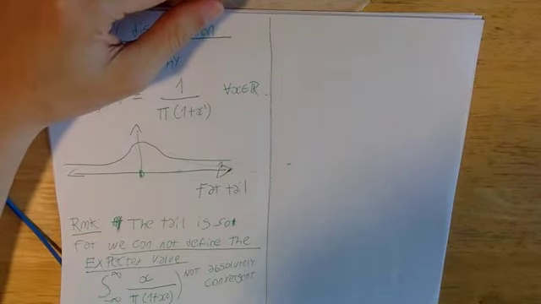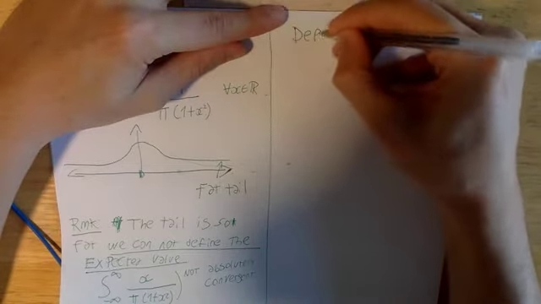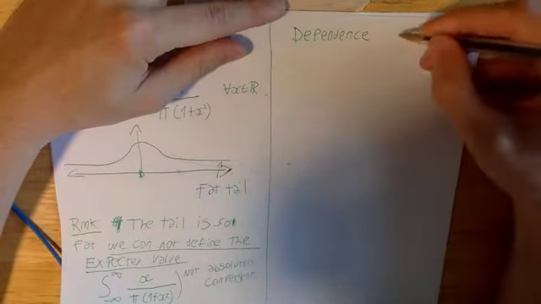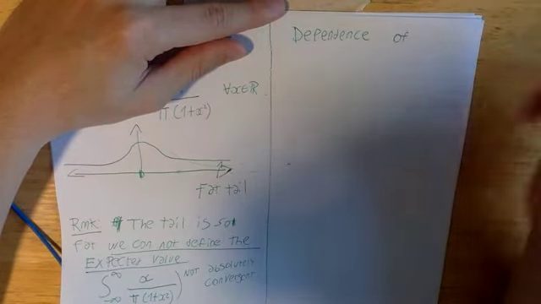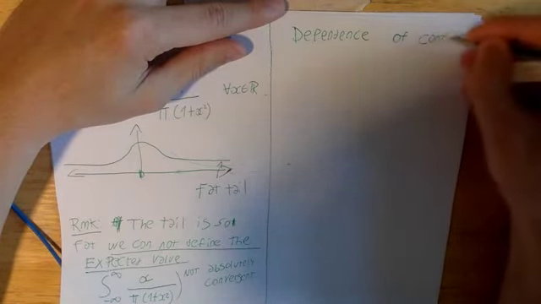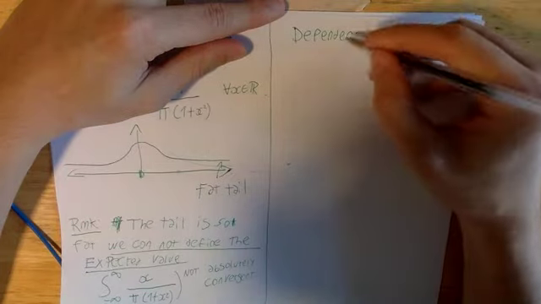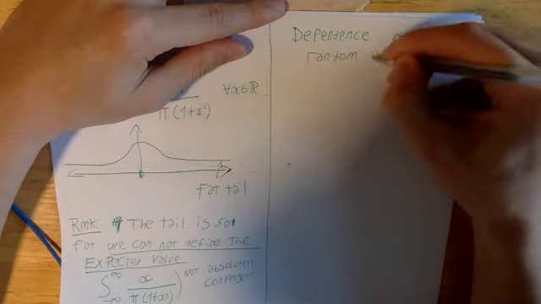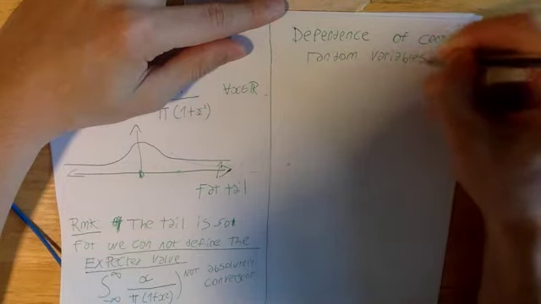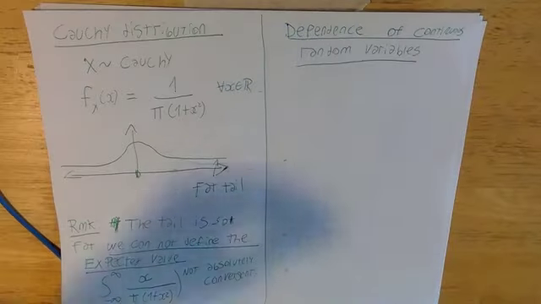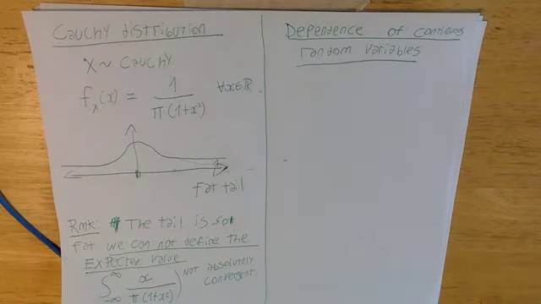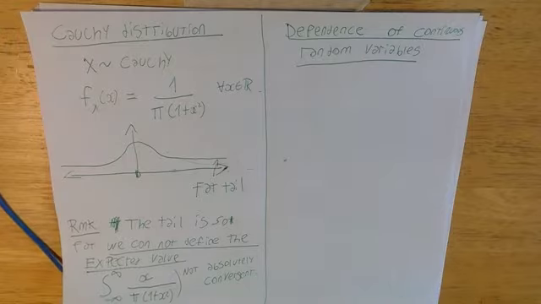So let's look at the dependence of continuous random variables. We had talked about independence, but what happens with dependence? The idea is that the random variables can be so correlated that they can be sort of a multiple of each other in the specific settings that we're going to look at.